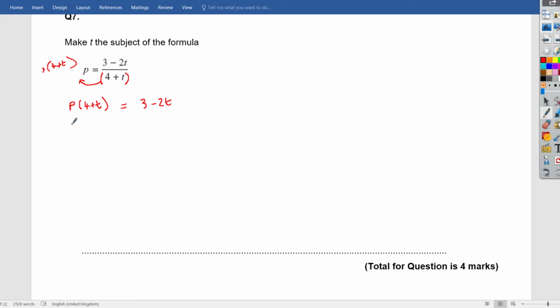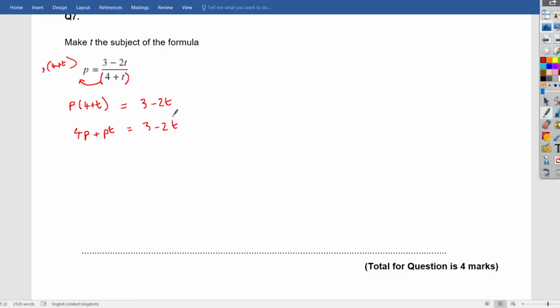So let's just expand this out. It's a bit messy at the moment, but let's have a go. So we're going to get 4p plus pt, which is equal to 3 minus 2t. Now what I want to do is bring all my t's to one side and all my non-t's, anything that doesn't contain t, to the other side.